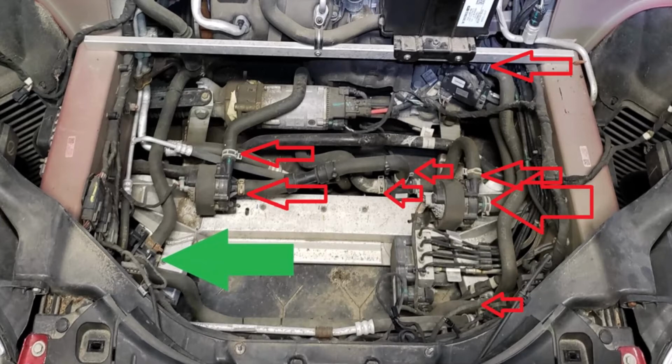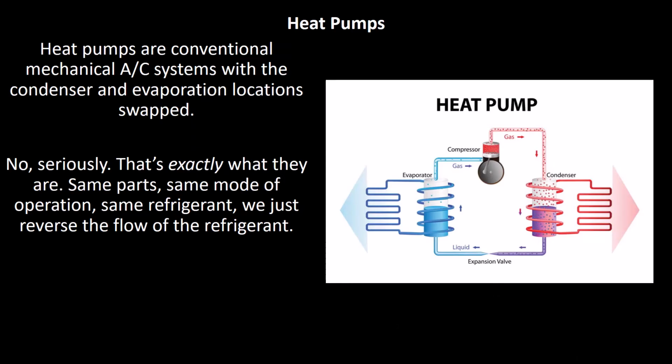So if you pause it, take a look at this image, you can see all the lines that run for that heater system. All of these can leak. Those hose clamps can leak, those valves can go bad, those diverter valves can clog up. There's a lot of places where a lot of problems can pop up in this style of system. Next up are heat pumps.